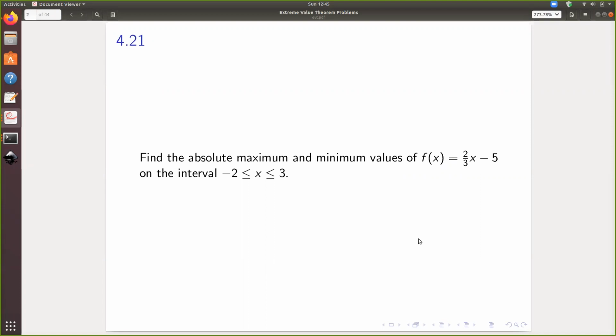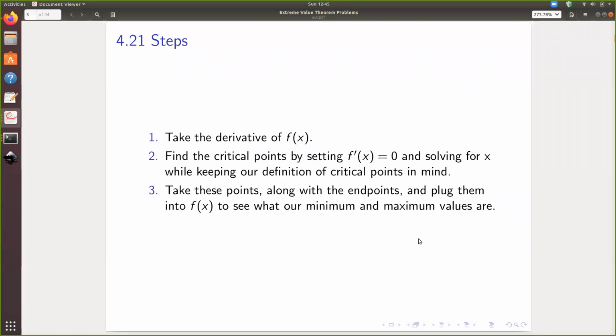So we are tasked with finding the absolute maximum and minimum values of the function 2/3 x minus 5 on the closed interval -2 to 3. So how do we do that? Well, here's our algorithm, our instruction manual for this kind of problem.